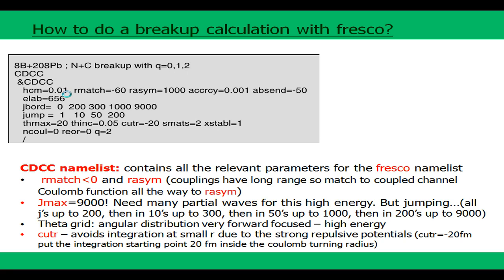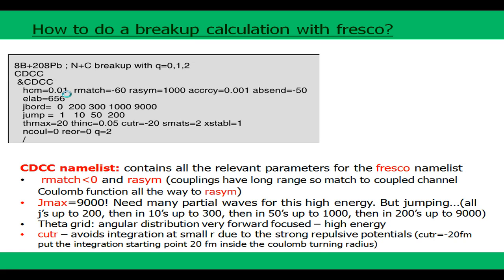The laboratory energy is given, and you see it's relatively high. In this case, it's an example for boron-8 breakup on lead-208. Boron-8 is very loosely bound, and so it breaks up very easily, and that's the example that I picked here.